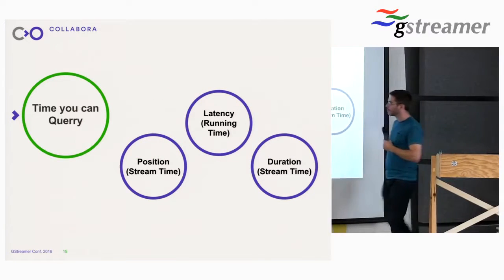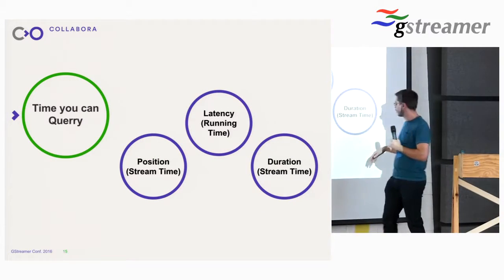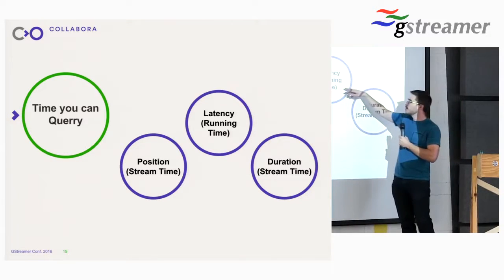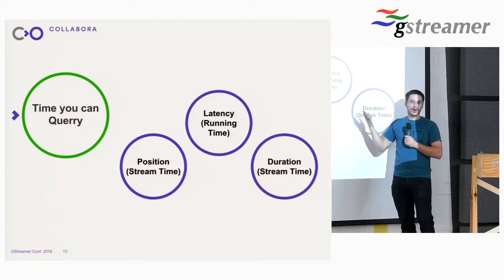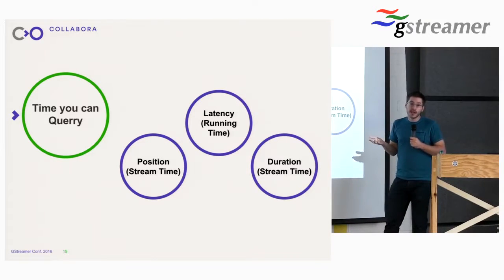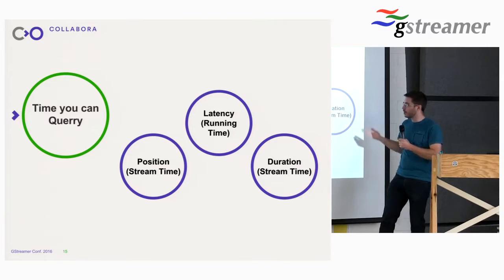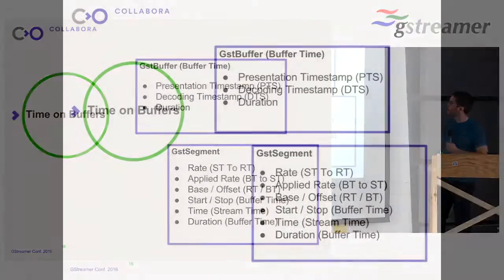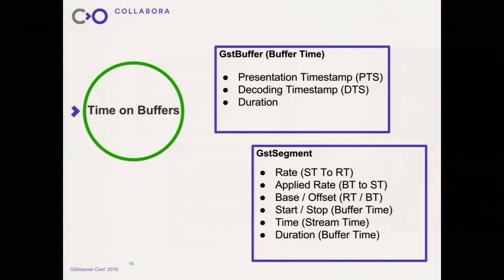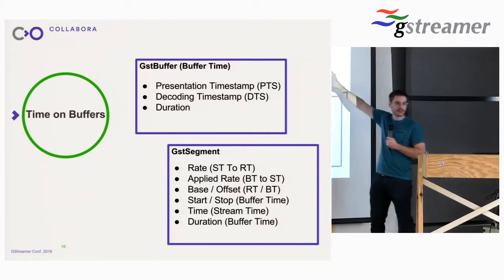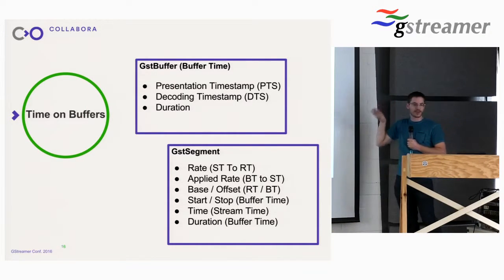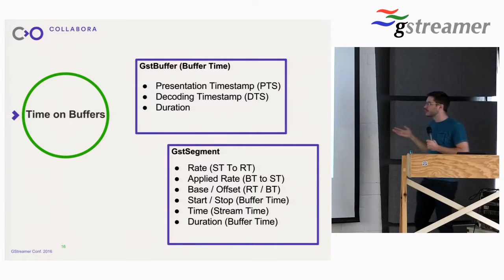Then the time you query, the position, is stream time. That's kind of obvious, and the duration goes with the position. It's stream time also. And the latency, well, it's running time or clock time. It's on the same scale, and it's a duration. So it's hard to say if it's running time or clock time, but let's say it's about the same thing. If we classify in the GstBuffer, this is all buffer time, which is most of the time in the scale of the stream time, but sometimes it's not.